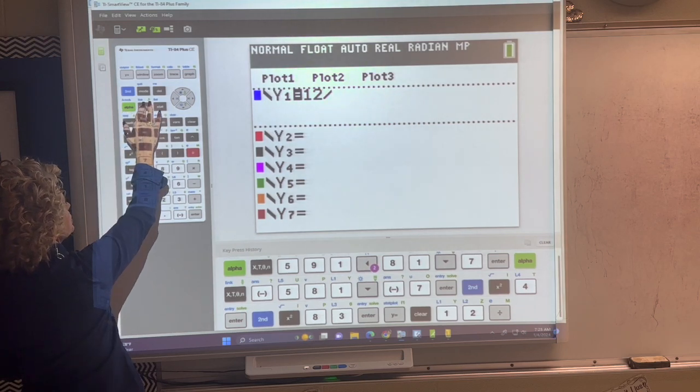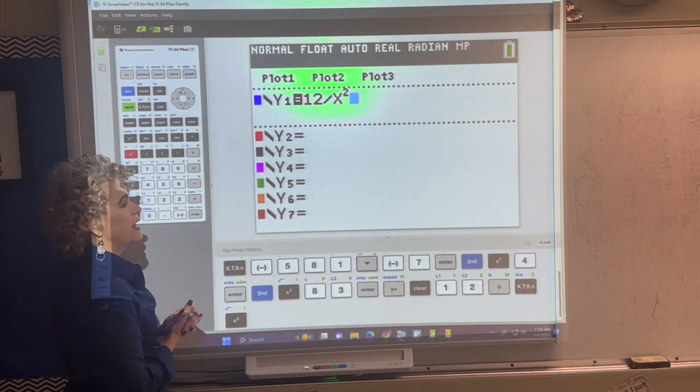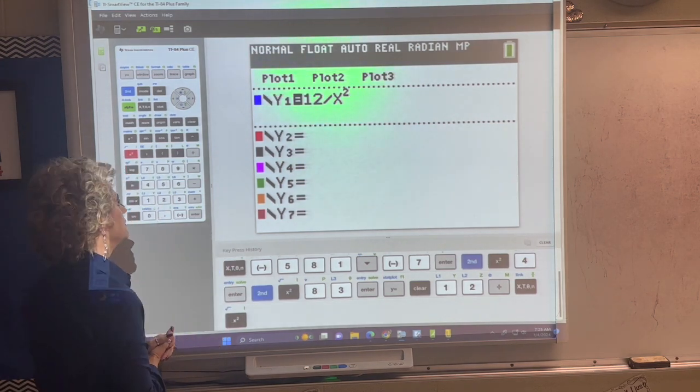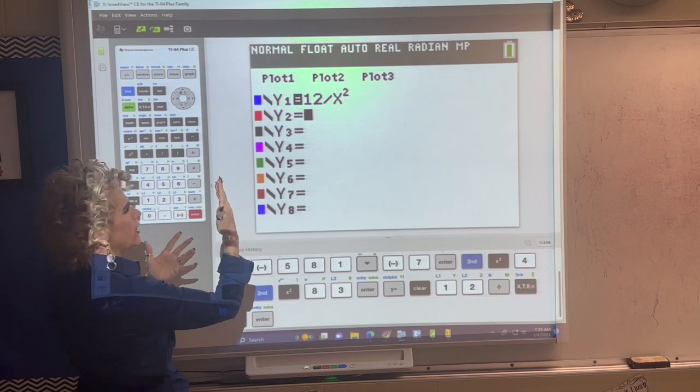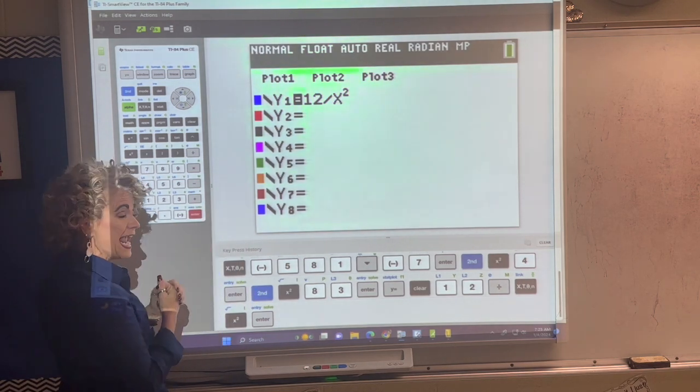X is next to your alpha button, and then I'm going to square it. I've got 12 divided by x squared because I want to know what the radical is simplified. I hit enter. Fine. Oh, I didn't do anything. We don't care. This isn't what we want. We want to look at the table.